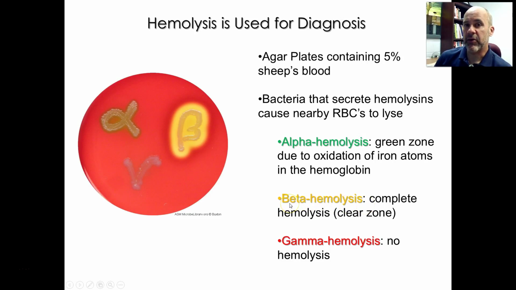So if that occurs with a species of Streptococcus bacteria, that's called beta hemolytic strep, and that can be used to help you narrow down the identities of members of the Streptococcus genus, of which there are a number of different pathogens.